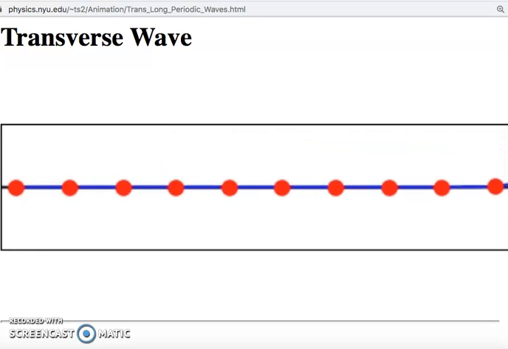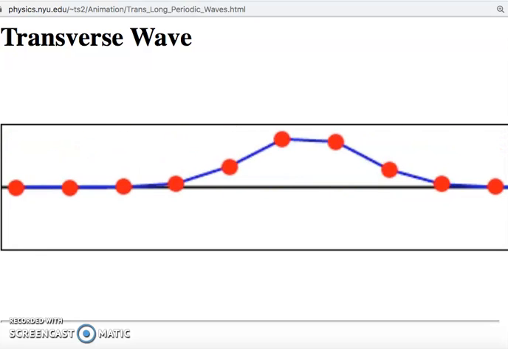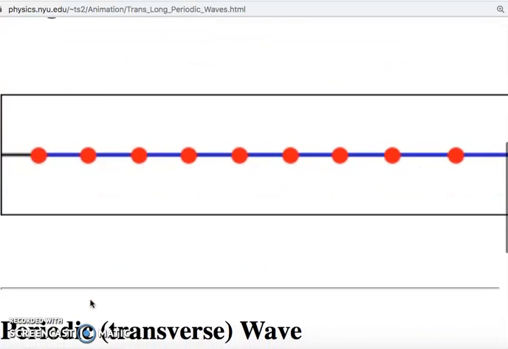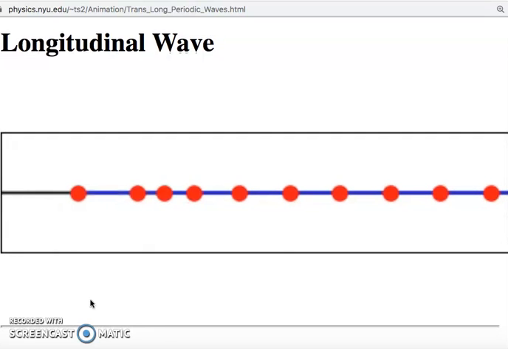Remember, the medium itself does not move, the energy propagates or travels through the medium. And so if we have a singular wave, whether it's transverse or longitudinal, we can see that it's sending the energy through the medium. And so that's what we call a traveling wave.